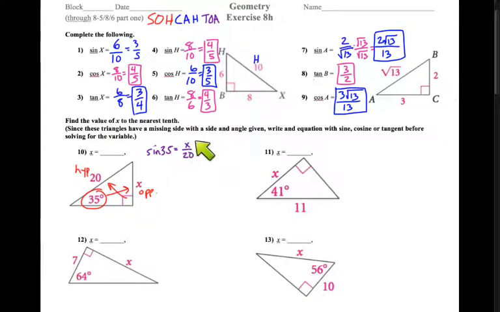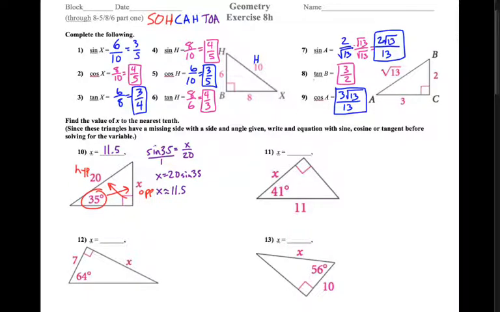When we're using x as a side in these ratios, write it as a proportion. And once you have your proportion, we want to get x alone. To get x and 1 together, I can cross multiply. X times 1 is x, and then 20 times the sine of 35. Type 20 times the sine of 35 into your calculator, I get 11.5.